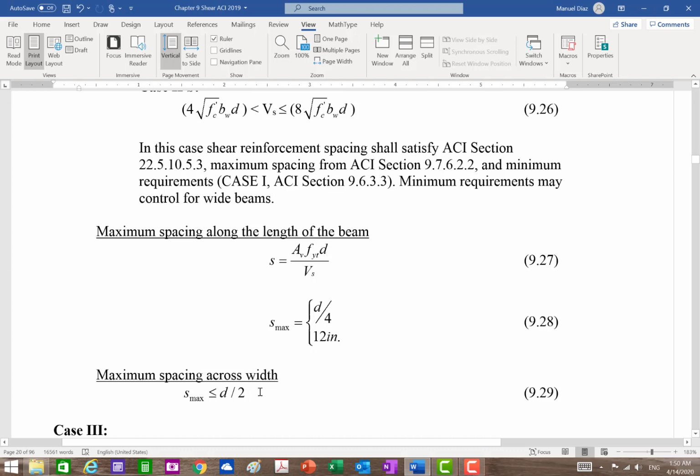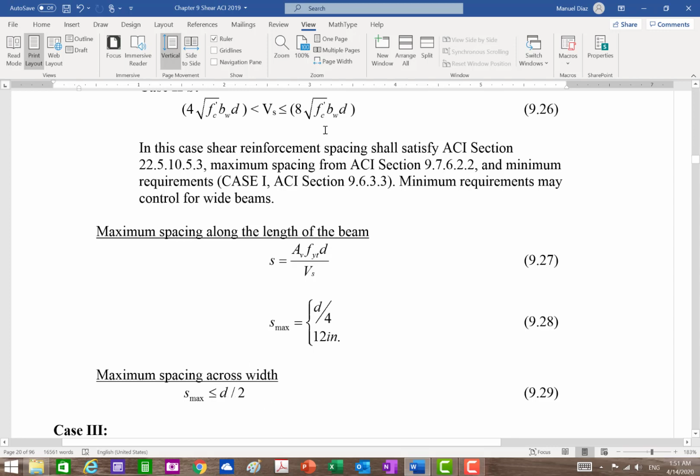Okay. And this becomes critical now because let's say you have a beam that is 20 inches. Your d would be about 17 and a half. d over 2 now is 8.5. And if your beam is 16 inches, you cannot put 2 legs. Now you need to have 3 legs in order to satisfy 8.5 inches. So this is the new requirement in 318.19 that has added this condition here.